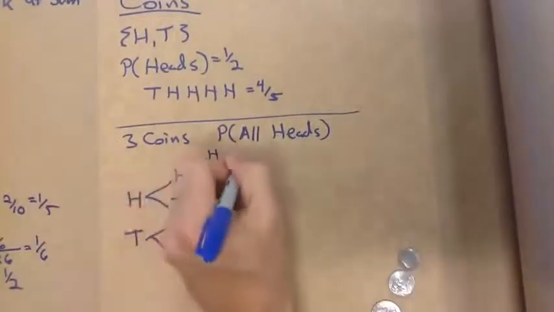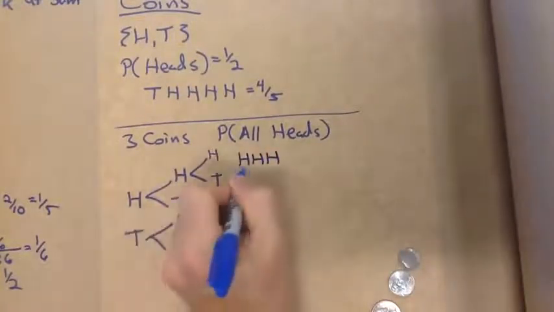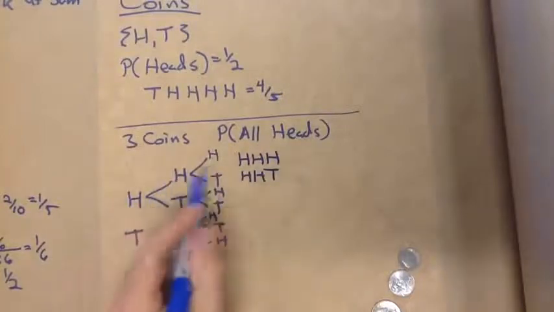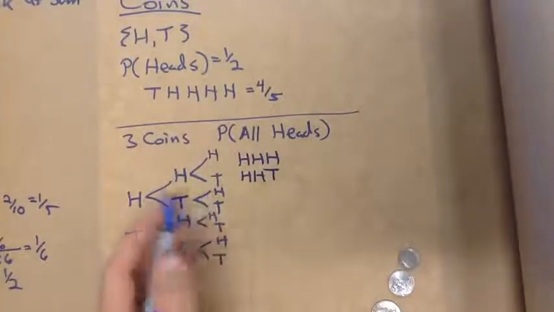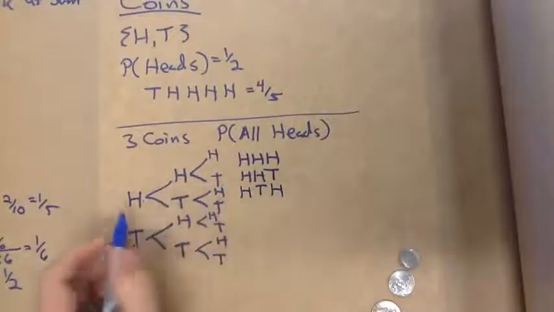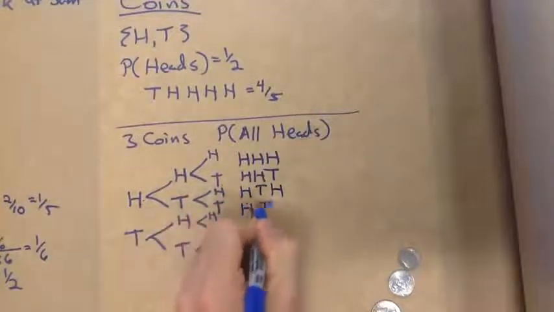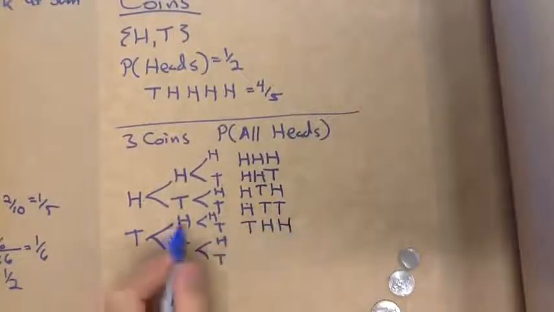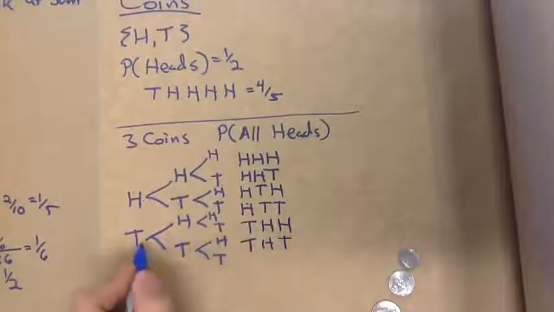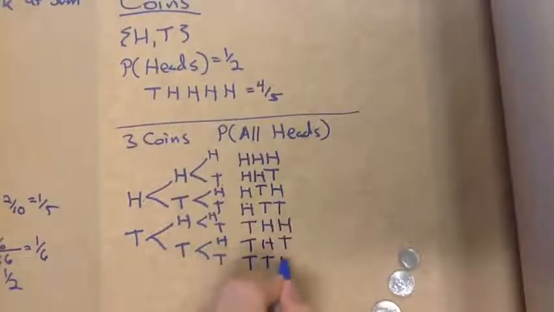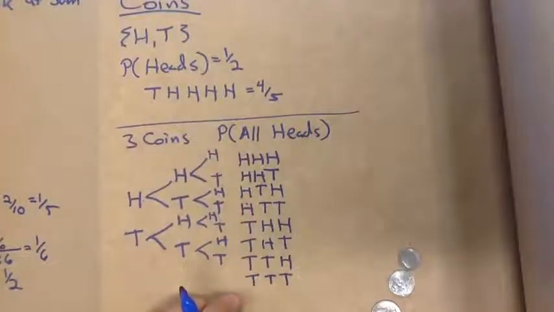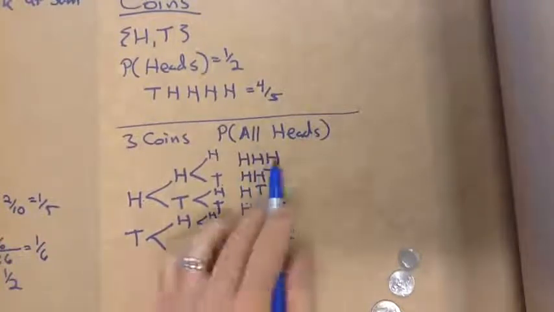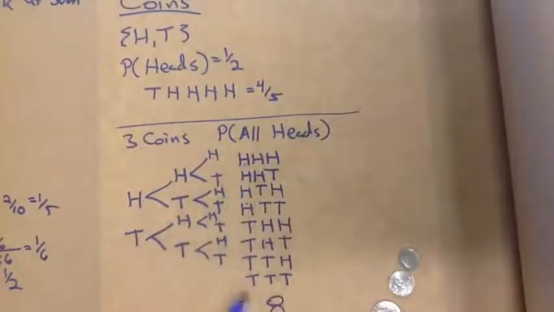So my sample space is heads, heads, heads, tails. It's going here. Then I go heads, tails, heads, heads, tails, tails, tails, heads, heads, tails, heads, tails, tails, tails, heads, and all tails. So this is my sample space. These are all the options that I could get. I actually have 8 different outcomes. So the probability of getting all heads is 1 out of that 8.